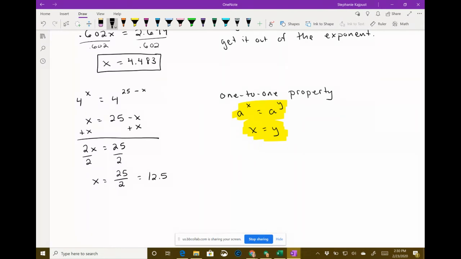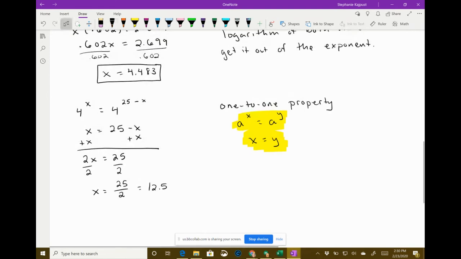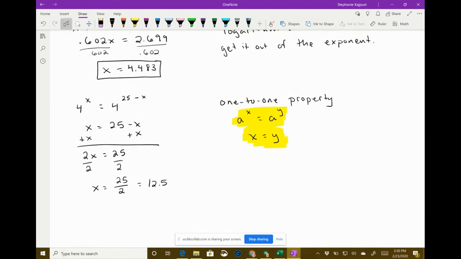So if they have the same base, you don't have to do a logarithm. It's when one of them has a base and one of them does not. That's when you need to start using a logarithm, because you can't use the one-to-one property. Does that answer your question?